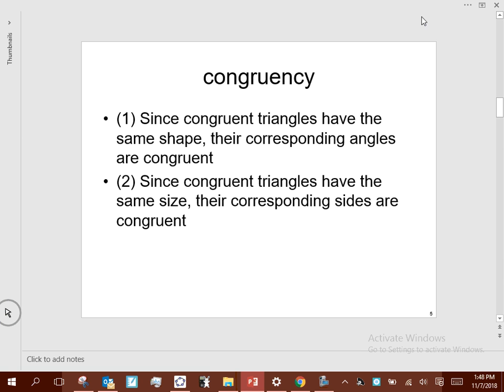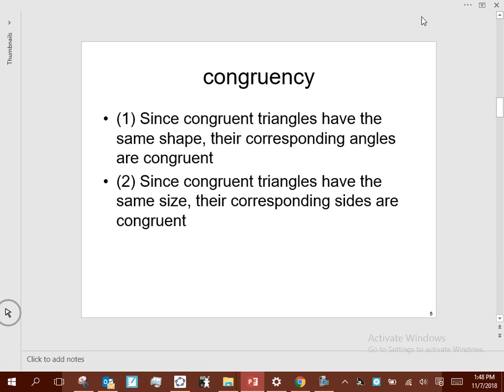Okay? So those are the components that force our definition to be written as same size, same shape. Angles force the shape, side lengths force the size. Or the segments force the size.